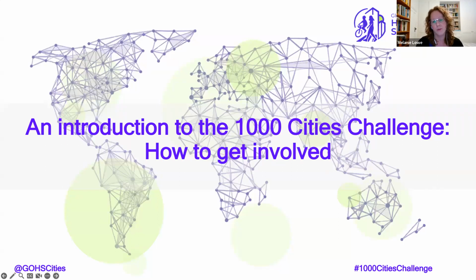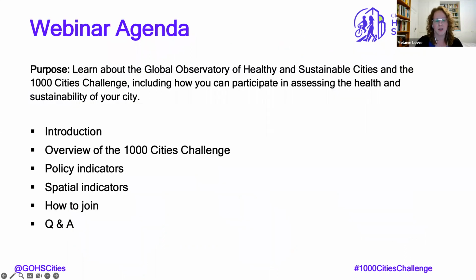So in this session, you'll learn about the Global Observatory of Healthy and Sustainable Cities, and importantly, our 1,000 Cities Challenge, including how you can participate in assessing the health and sustainability of your city. So as a bit of an overview, first we'll hear from Jim Salas and Billy Giles Courteye, who'll provide an introduction and background. And then Deborah Salvo will take us through an overview of the 1,000 Cities Challenge, including the benefits of participation. I'll then briefly discuss what's involved in generating the policy indicators, and then I'll pass over to Carl Higgs, who will cover the spatial indicators. You'll also learn from Eugene Resendez about how you can sign up and become a member of the challenge and receive updates from us. And hopefully we'll have about 15 or 20 minutes for questions at the end.